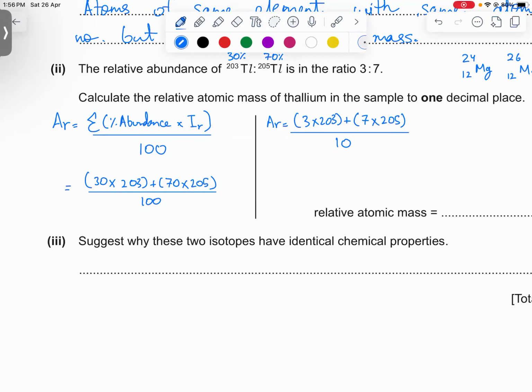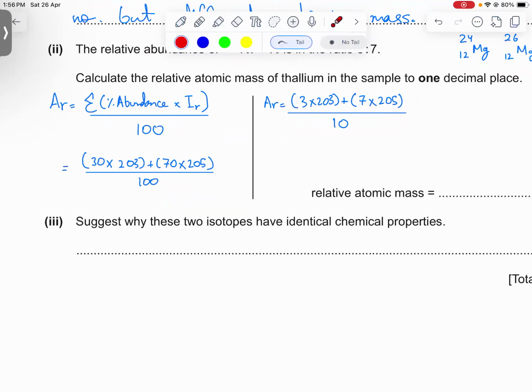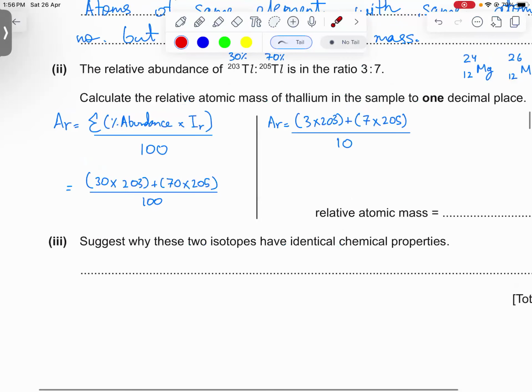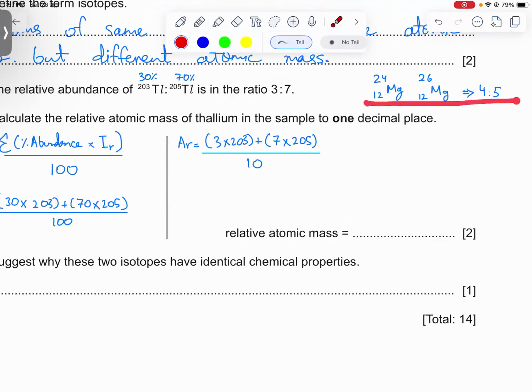Yes, sir. All right. 3 into 203 plus 7 into 205 divided by 10. So if you do not have the percentage abundance and you have the ratio, all you have to do is multiply the ratios and divide by the total number of the ratio. You could do the same for this one as well. You could multiply 24 by 4, and multiply 26 by 5 and divide it by 9. The answer would give you the same.